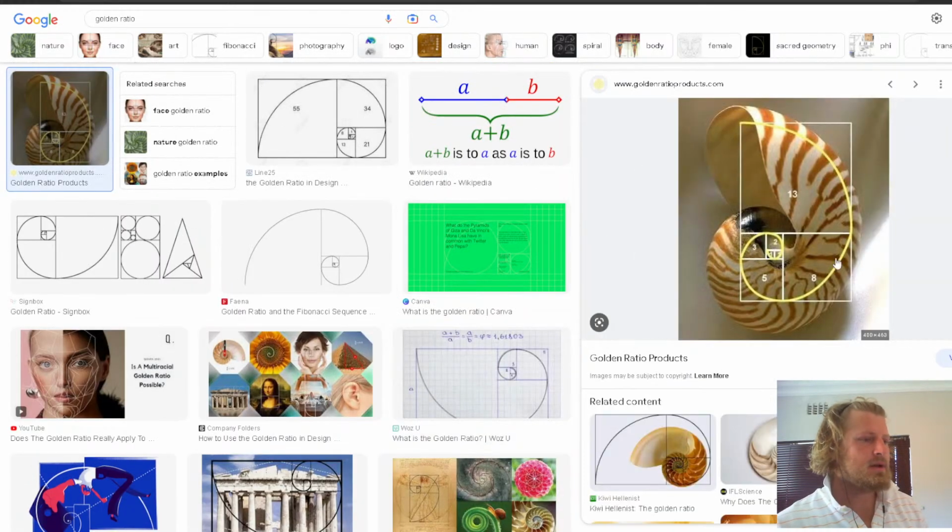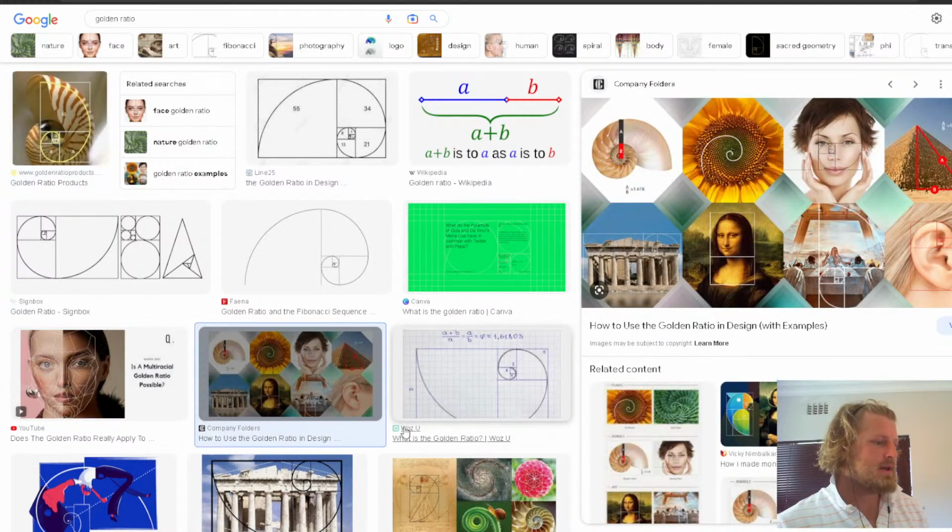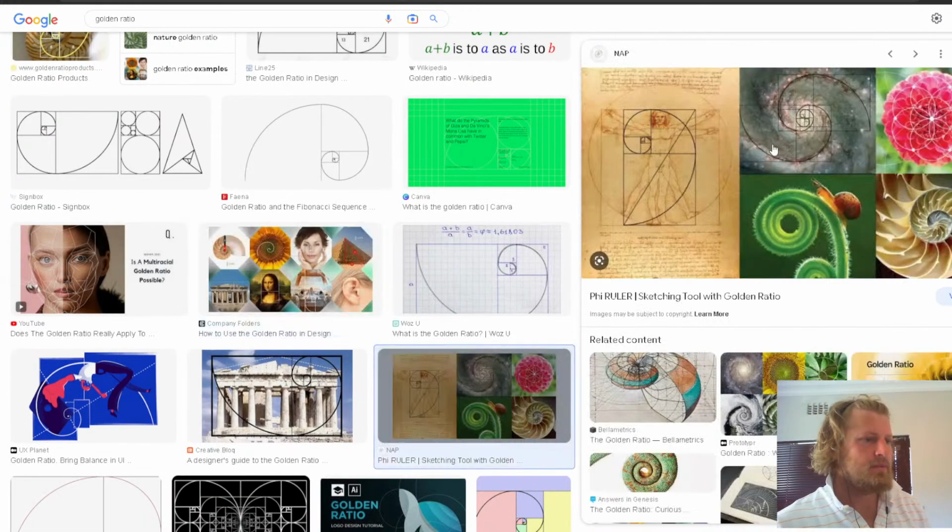It not only appears in nature, on the human body itself, made famous by Leonardo da Vinci. This is his famous mathematical book. It shows how the golden ratio pertains to nature and art.